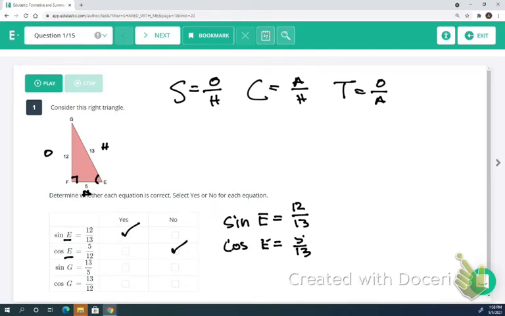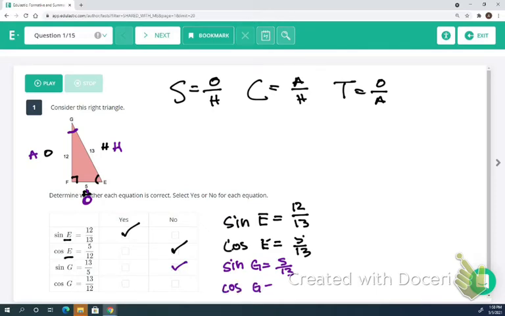Okay, all right. And so now we're going to look at angle G. If we look at a different angle, then we're going to have to relabel our sides. So now directly across, the 5 is our opposite. The hypotenuse is always the same, and the adjacent now is going to be the 12. So if we want sine of angle G, opposite is going to be the 5, the hypotenuse is going to be the 13. So here it's 13 over 5, which is the opposite of what it should be, so that's going to be a no.